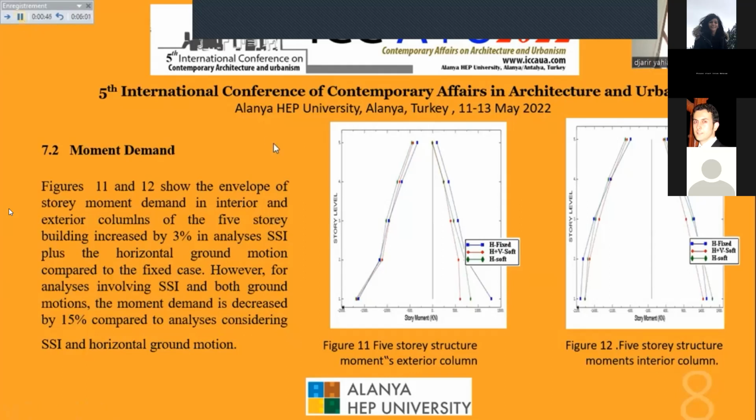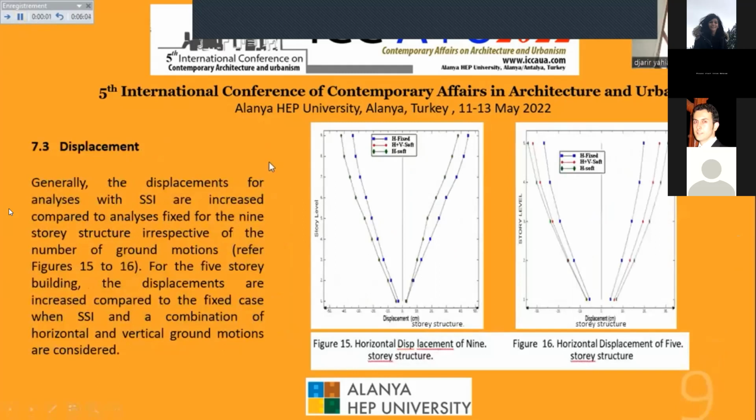7.3 Displacement. Generally, the displacements for analyses with SSI are increased compared to fixed-base analyses for the 9-story structure, irrespective of the number of ground motions. Refer to figures 15 to 16. For the 5-story building, the displacements are increased compared to the fixed case when SSI and a combination of horizontal and vertical ground motions are considered.